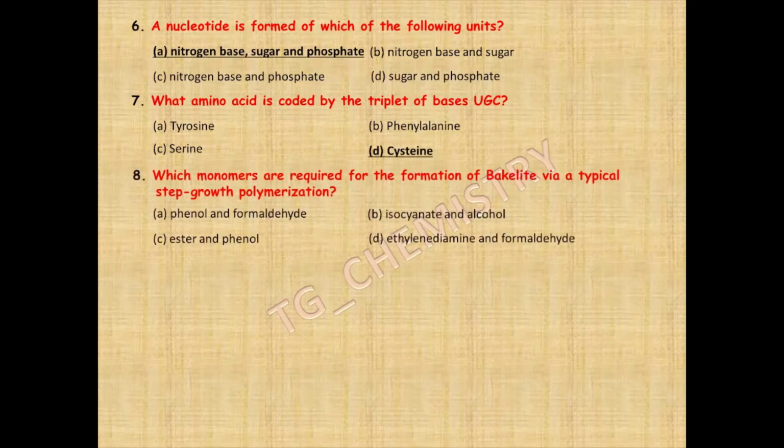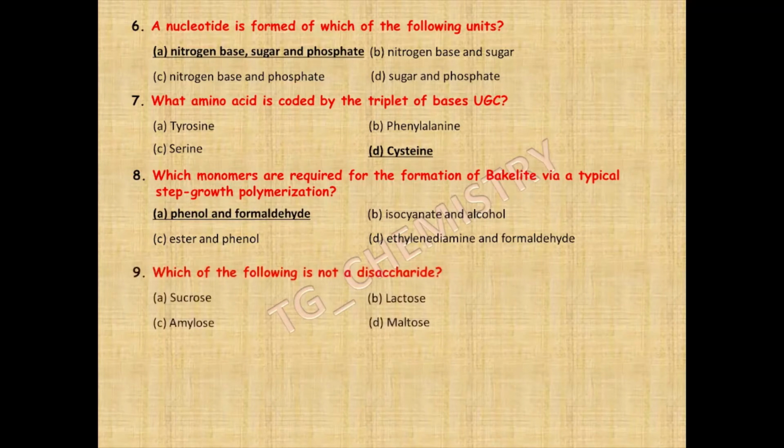Which monomers are required for the formation of Bakelite via a typical step growth polymerization? Now we know that Bakelite is a phenol formaldehyde resin. So this will be prepared by a step growth polymerization process using phenol and formaldehyde. So option A is the right answer here.